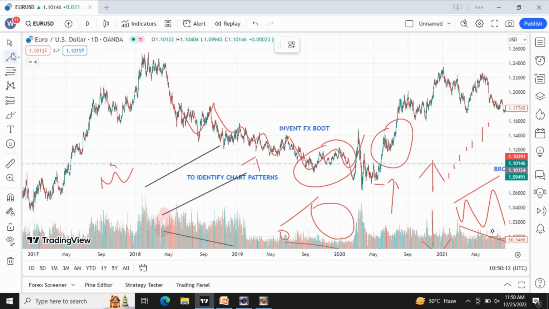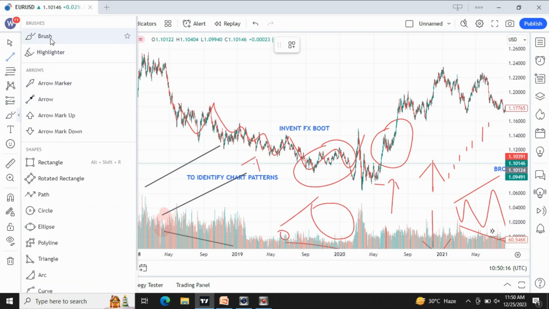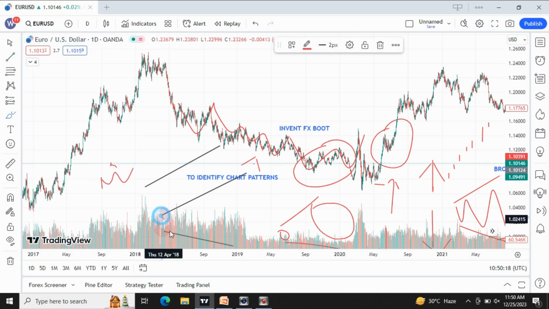So touches should have at least two minor highs and two minor lows, but not necessarily touching the line. Let me say it again. We're going to consider touches. Touches should have at least two minor highs and two minor lows.